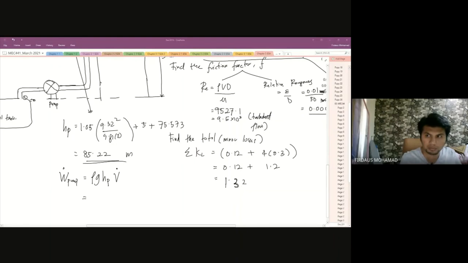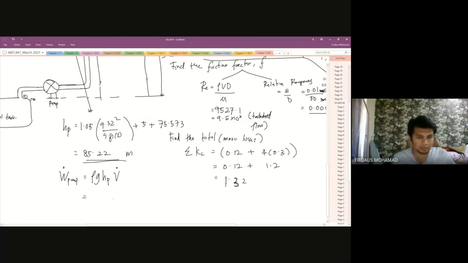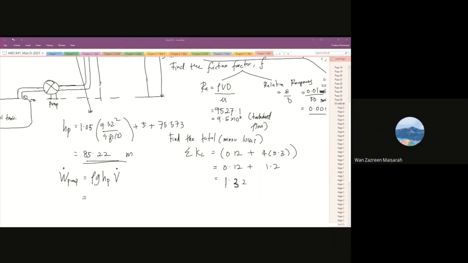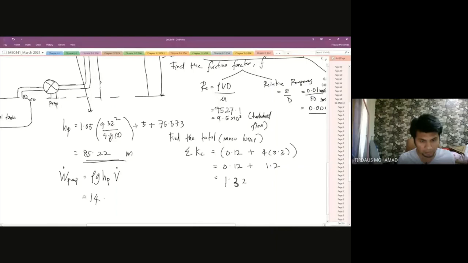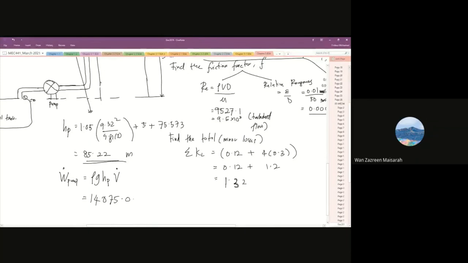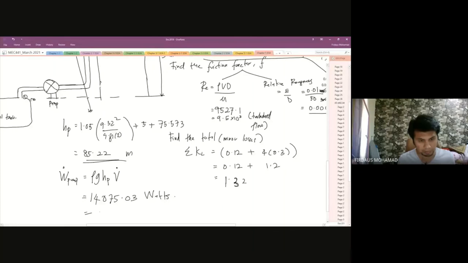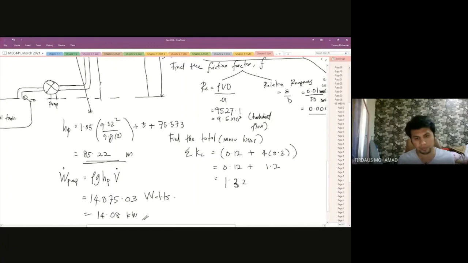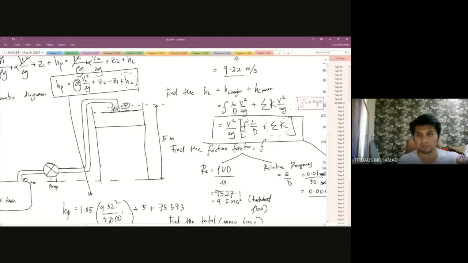Berapa? 14075.03. Wah. Ataupun sama dengan berapa ni? 14.08 kilowatt. Okay, so there is W, dia bukan nak W pump, dia nak apa tadi? Silap. Susah betul. Dia nak power.